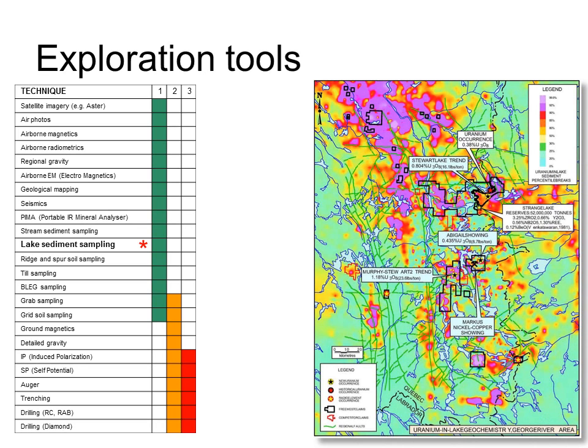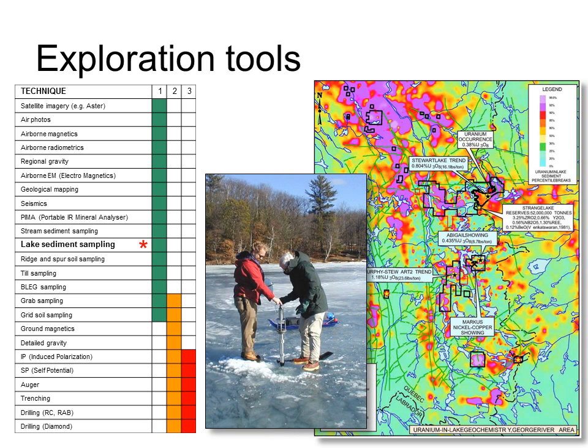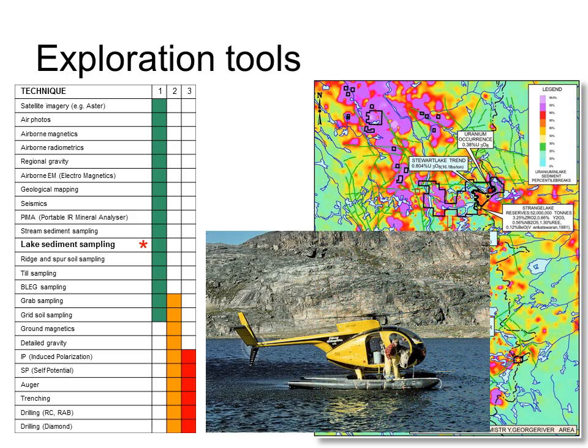Lake sediment sampling. This is a similar technique to stream sediment sampling, but it's used where there's a high density of lakes, and flat topography means that the streams flow very slowly and they don't transport significant sediment. So this method used to be done by hand from boats or augering through the ice in winter, but now it's generally done by helicopter dropping a gravity core sampler. The method has been used for base metals, gold, uranium, and diamonds.